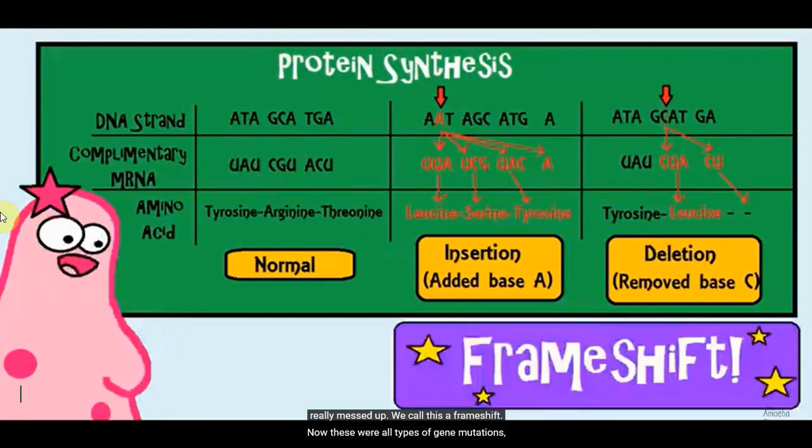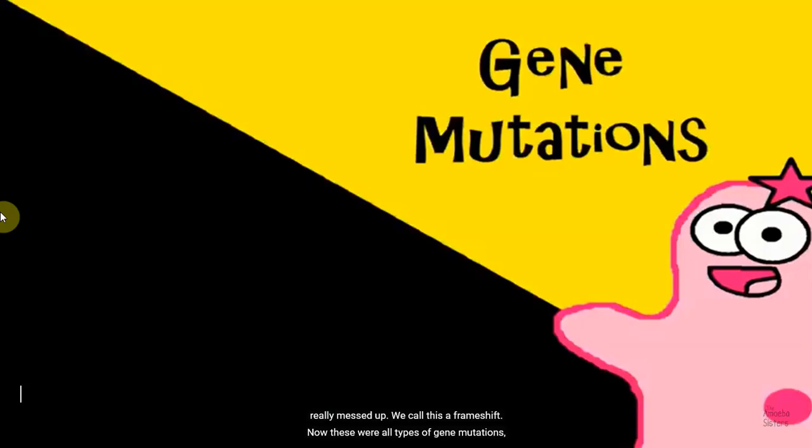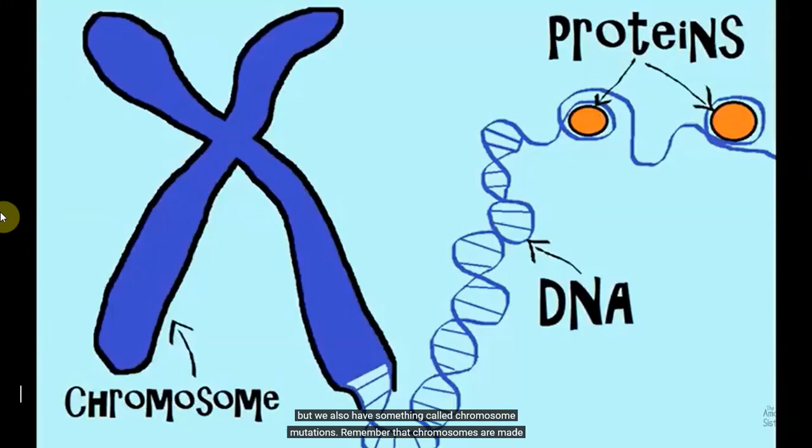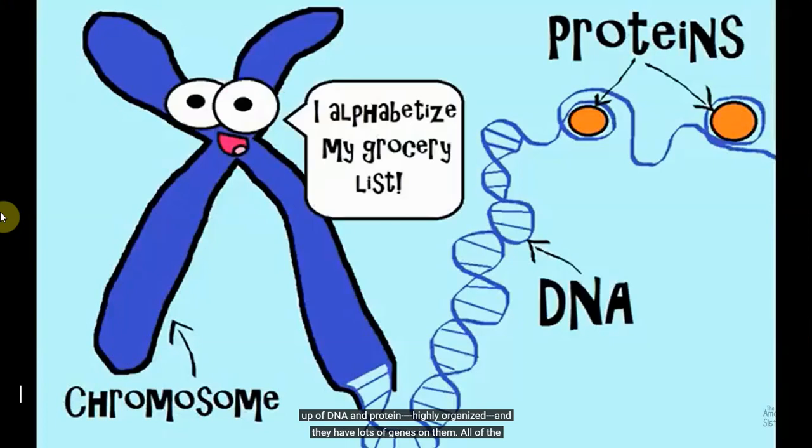We call this a frame shift. Now, these were all types of gene mutations, but we also have something called chromosome mutations. Remember that chromosomes are made up of DNA and protein. They're highly organized, and they have a lot of genes on them.